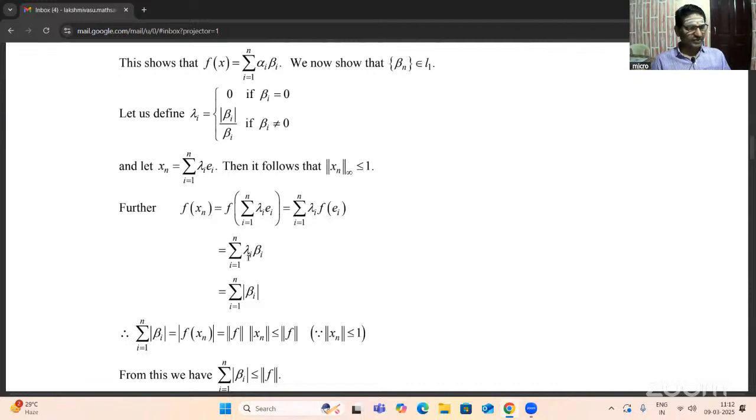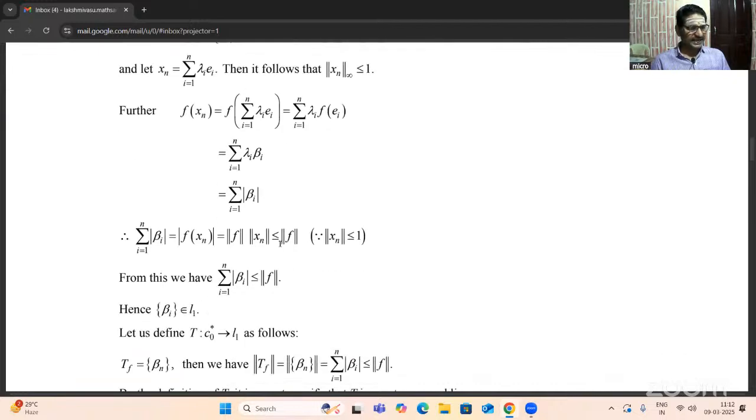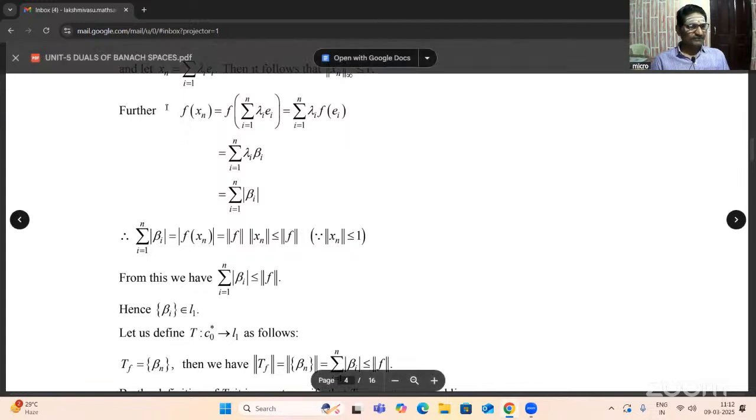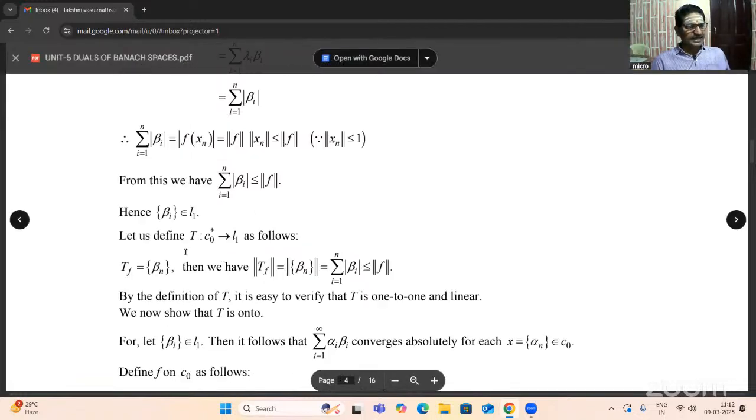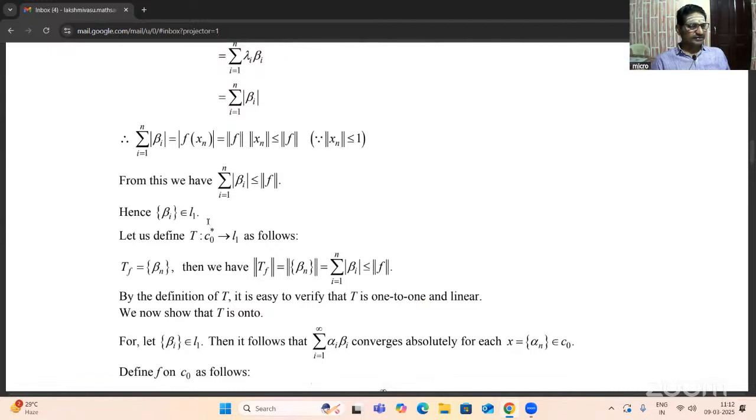So entering that value, lambda and beta i, the summation of the modulus of beta i equals the modulus of f of xn. The modulus means norm f into norm xn, which is less than or equal to norm f. Here norm xn is less than or equal to 1, that condition is given. So the summation of beta i is less than or equal to norm f, and the summation of beta i also belongs to L1.